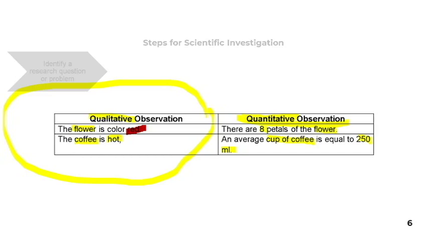Now let's have the other one. An average cup of coffee is equal to 250 ml. There is a measurement. You measure the average cup of the coffee. You use an instrument in order for you to measure that quantity. That is your quantitative observation.